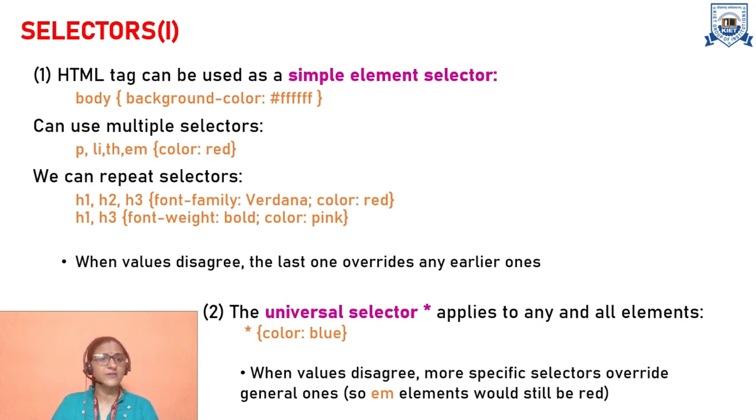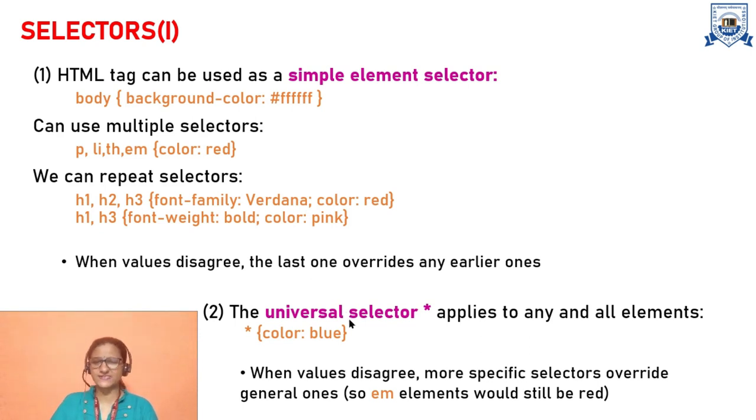We can even repeat the selectors for different effects. Here for H1, H2 and H3, we have decided the font family Verdana and color red. Again, for H1 and H3, we have decided the font weight bold and color is pink. Now, when values disagree, for H3 and H1, color is red, and below again for H1 and H3, the color is pink. So in this case, the last one overrides the earlier ones. Okay, so this is your simple element selector.